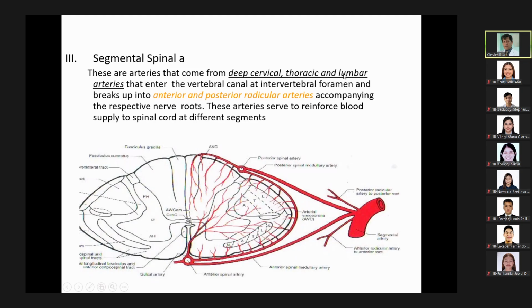Now, from these external sources, your segmental artery will enter the vertebral canal via the intervertebral foramen. And once it has entered, it will branch off into your anterior and posterior radicular arteries. And once they branch off into the radicular arteries, they will anastomose with your spinal arteries to reinforce the blood flow to the different segments of your spinal cord.